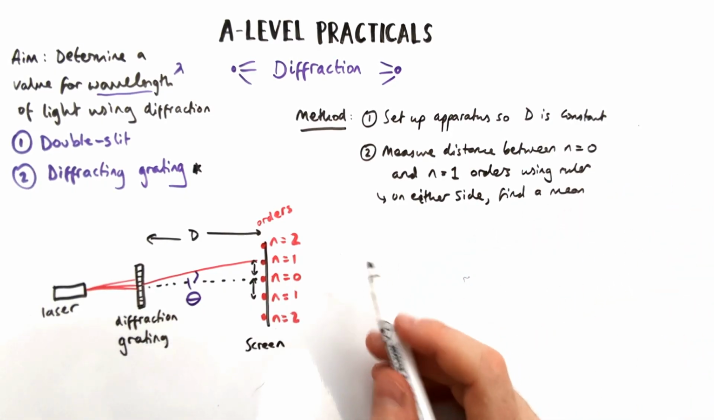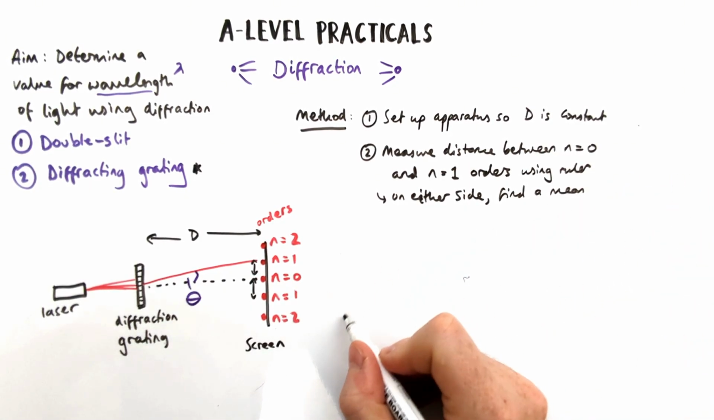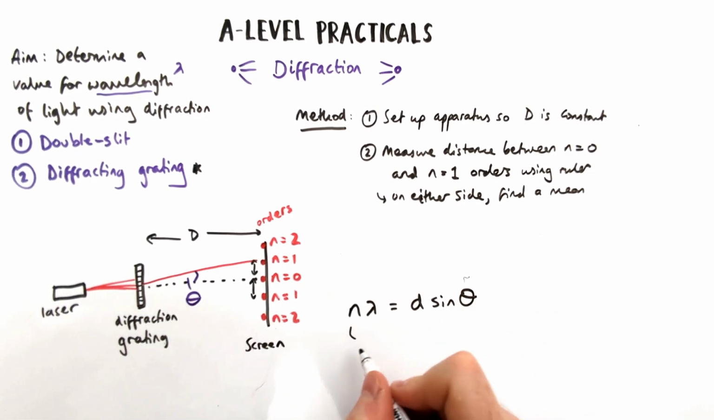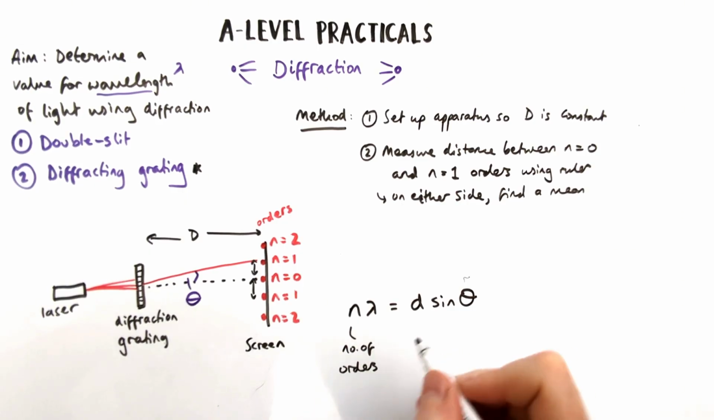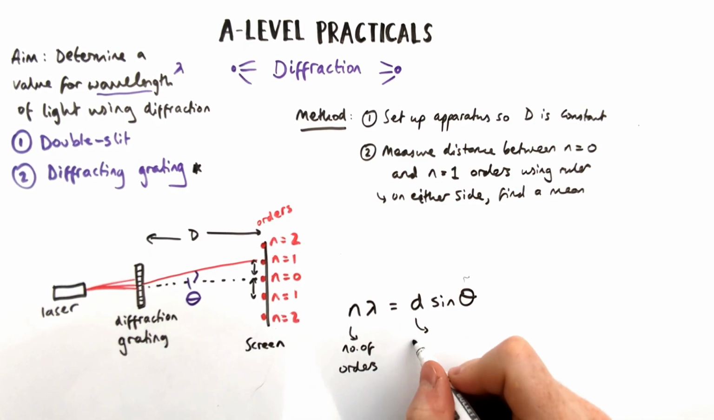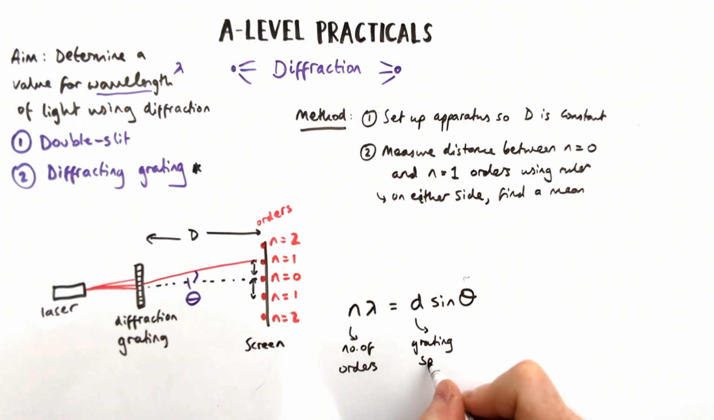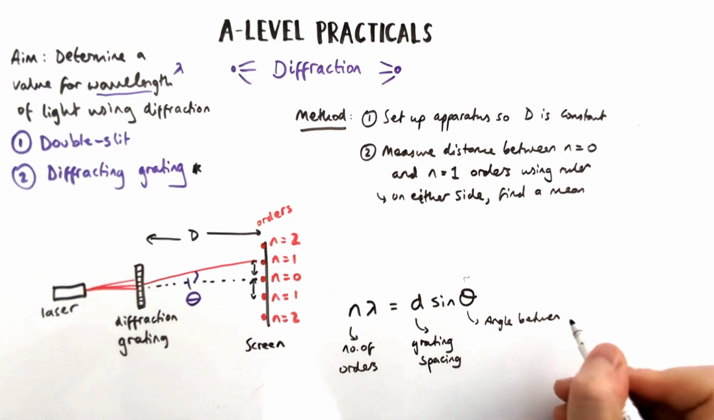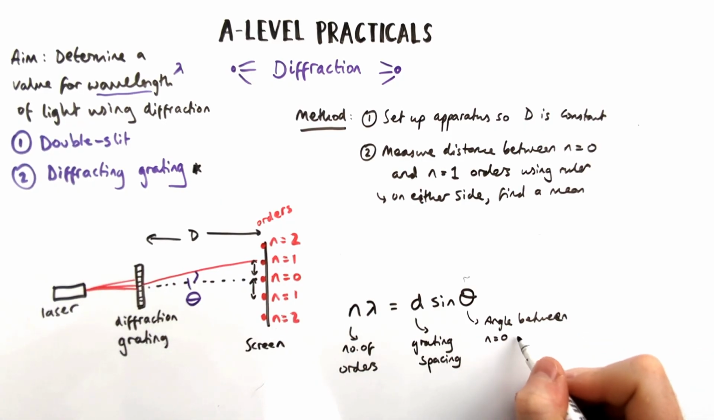The last thing to look at is n, which is the order number, and this equation applies here, the diffraction grating equation, which is n lambda equals d sine theta, where little d, so not capital D, is the spacing between the gratings. I'll show you how to calculate that later. If you want more information on where that formula comes from, check out my video about diffraction.